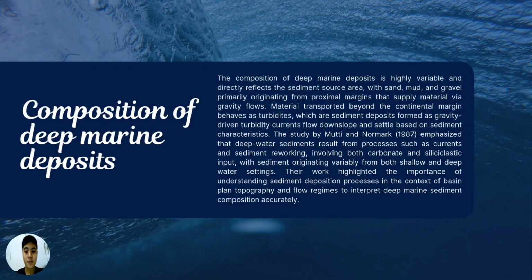Alright, let's take a closer look at this slide on the composition of deep marine deposits. At first glance, it might look like a lot of text, but let me break it down for you. Deep in the ocean, the seafloor is covered with different kinds of sediment, like sand, mud, and small bits of rock. These are called deep marine deposits. Where does this stuff usually come from? Mostly from land, especially from areas near the edge of continents. Things like rivers, waves, and underwater landslides help move this sediment down into the deep ocean.